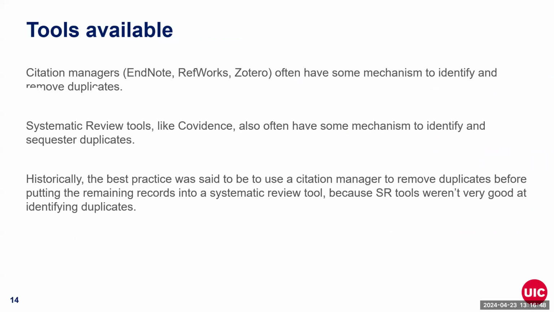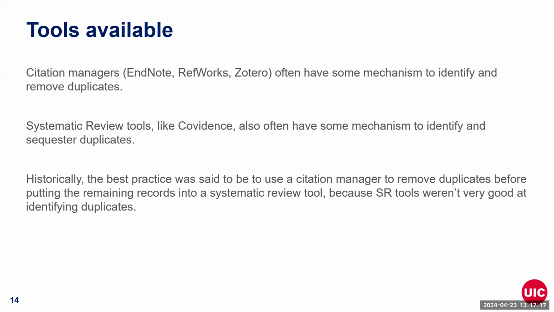So this is why, because nobody likes doing manual deduplication, a lot of tools have been created to handle issues of deduplication. Citation managers like EndNote, RefWorks, and Zotero often have some mechanism to identify and remove duplicates. Systematic review tools like Covidence also often have some mechanism to identify and sequester duplicates, so you can keep track of them.